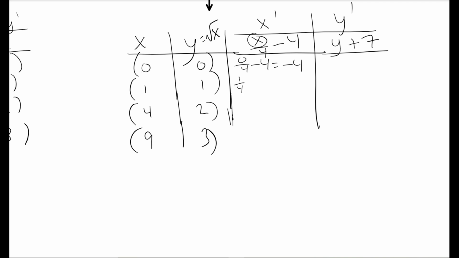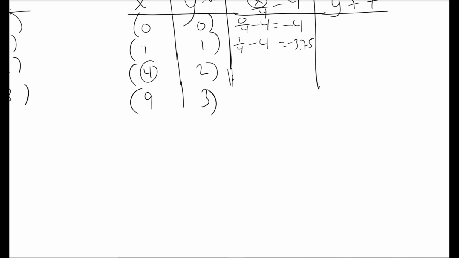1 divided by 4, we've got to put the 1 in now. 1 divided by 4 minus 4. That's going to be negative, you could put that in the calculator, that's just going to be negative 3.75. All right, and we got 4 here, plug that in, we got 4 divided by 4 minus 4. 4 divided by 4 is 1, 1 minus 4 is negative 3.